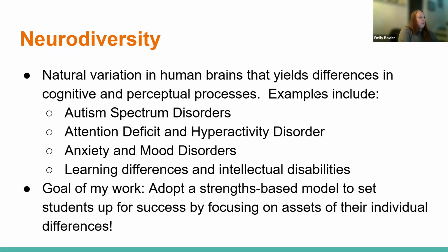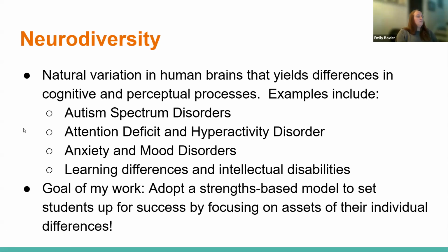So just as a little bit of background for folks that might not be as familiar with the term neurodiversity, this is referring to natural variation in human brains that yields differences in both cognitive and perceptual processes. Some common examples include autism spectrum disorders, attention deficit and hyperactivity disorder, but the umbrella for neurodiversity has continued to broaden and can include things like anxiety and mood disorders. And students who have learning differences and intellectual disabilities can also fall under the umbrella of neurodiversity.